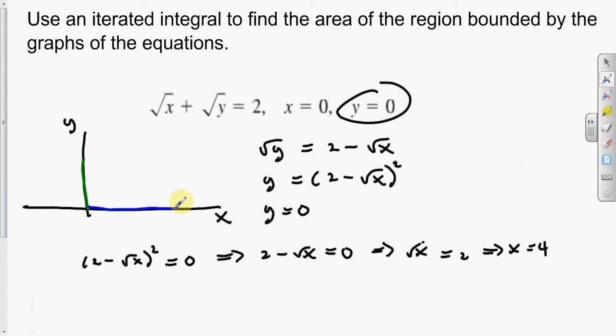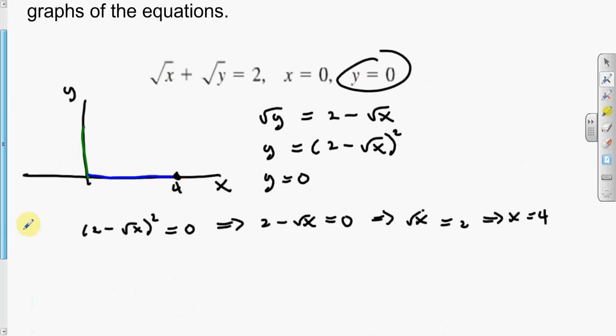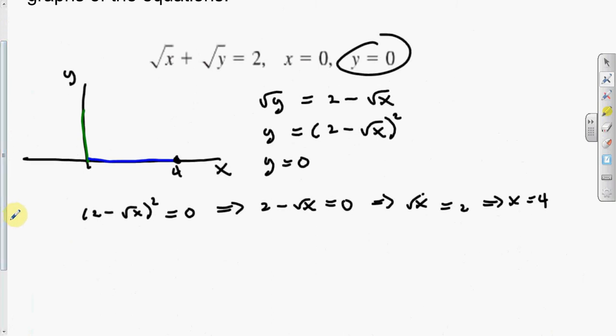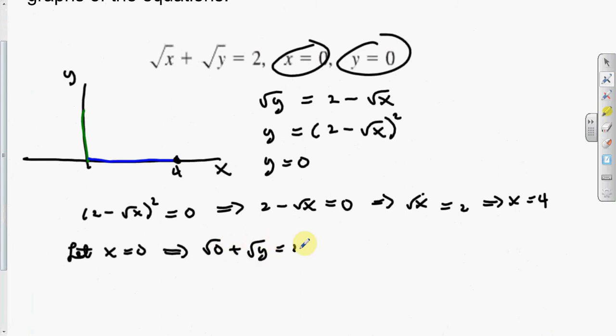So let's say that's here. Now it also tells me that x is equal to 0. So I find here that point of intersection. So here, let x equal to 0. It tells me I can do that there. So this implies that I have the square root of 0 plus the square root of y is equal to 2. That implies that I get y is equal to 4. So let's say that guy is there.